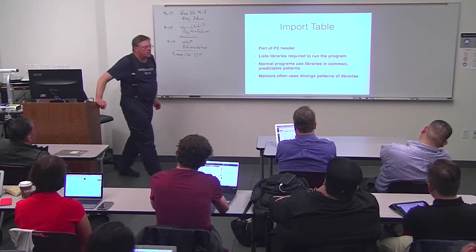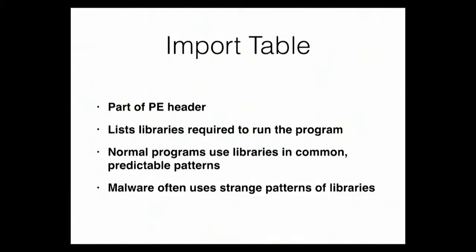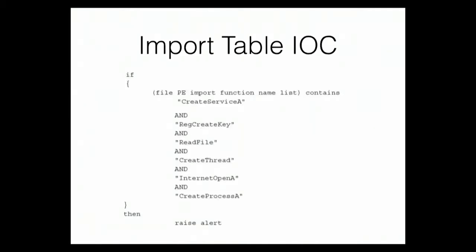And so the import table is the thing I mentioned before. This is the part of the PE header that pulls in libraries, so it can use library functions. And every Windows program primarily uses libraries to do everything. Use libraries to open URLs and write files and everything. It just calls library functions to do all the work. So there are standard libraries that are used, and malware often uses strange library calls to try to avoid being detected. So here's an import table, for example.